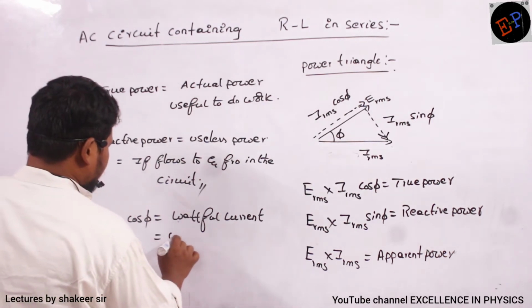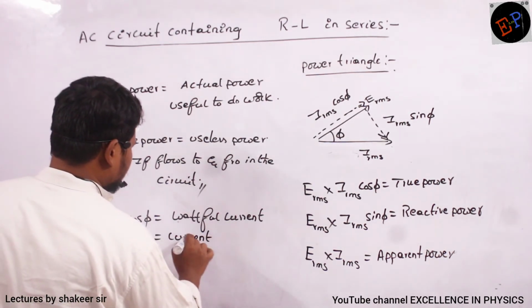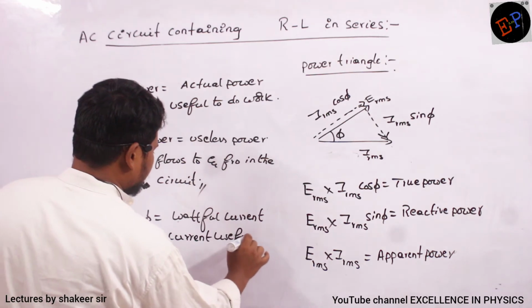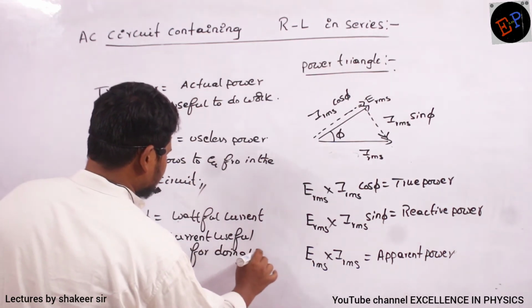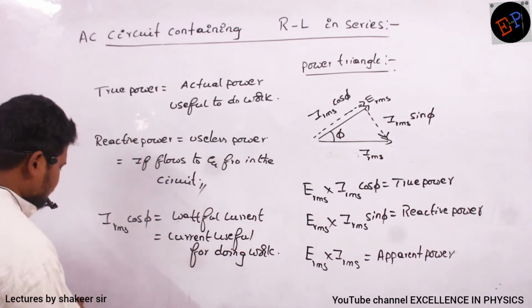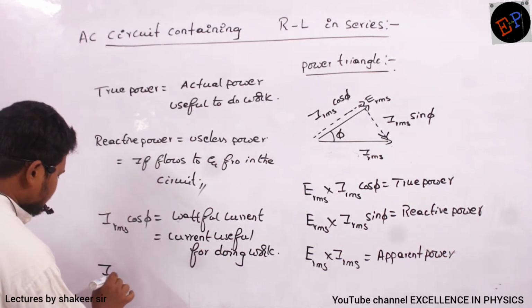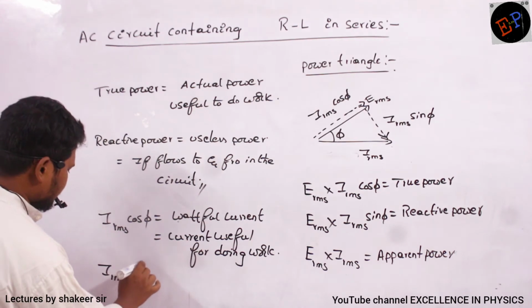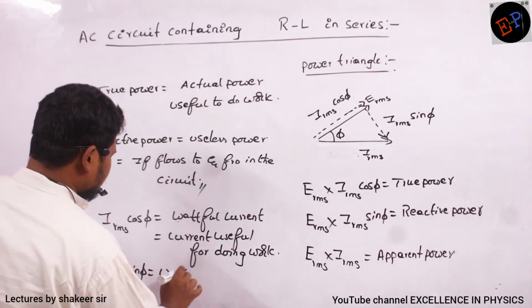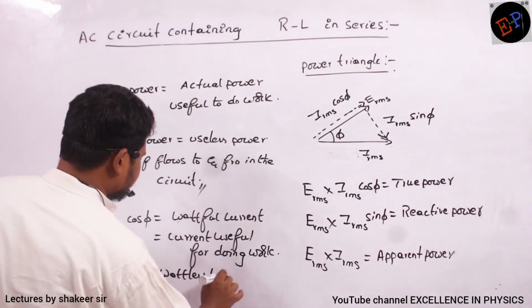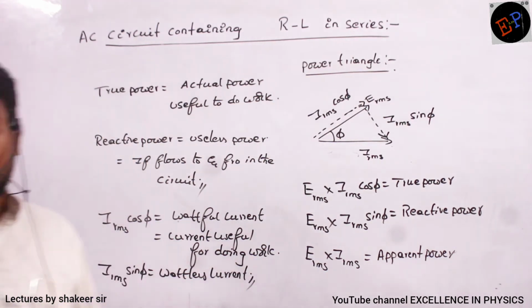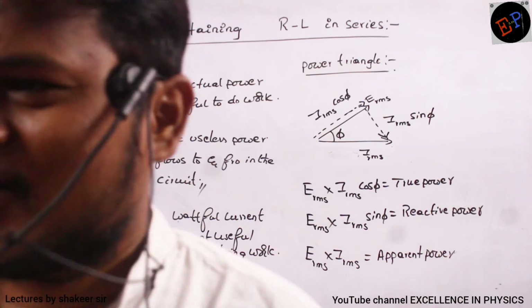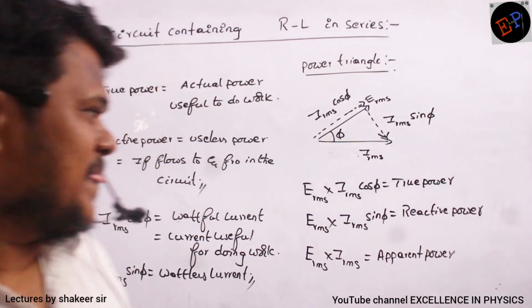So current useful for doing work. Okay. And what is meant by IRMS sin pi? It is called wattless current. Wattless current. Just it keeps moving to and fro idly. Doesn't do any work. Okay? That's it.